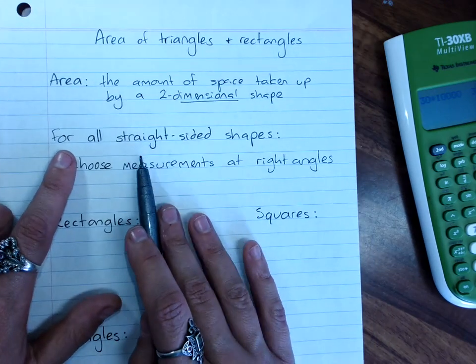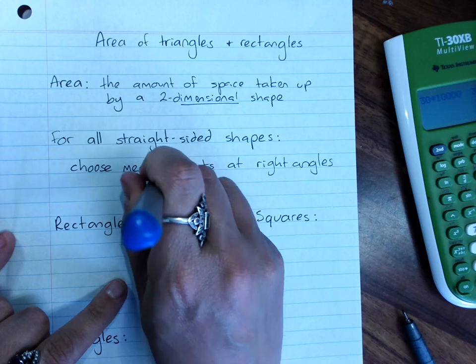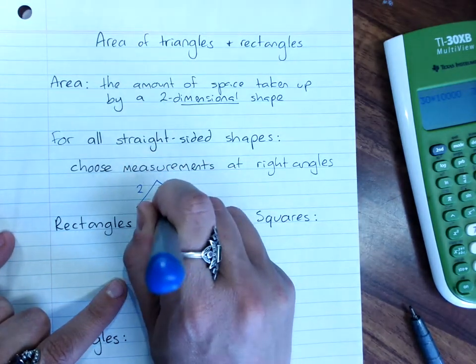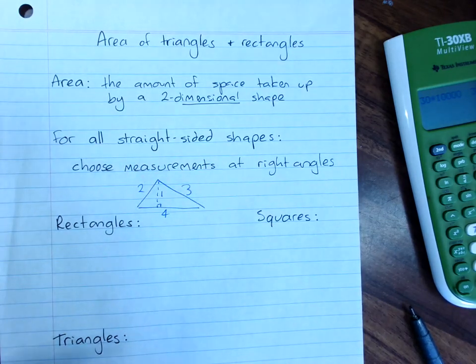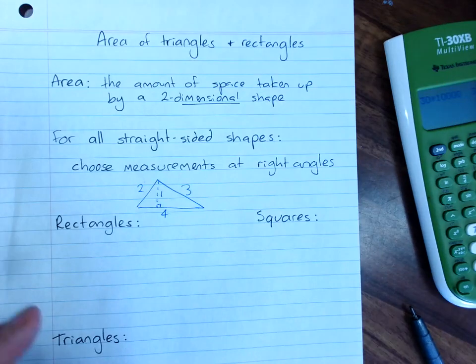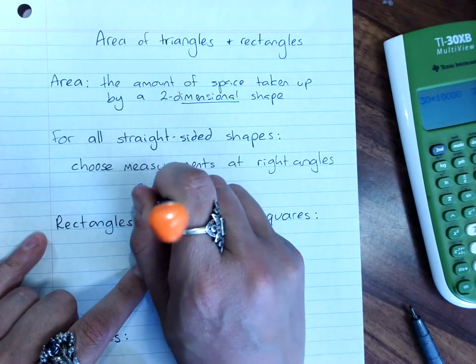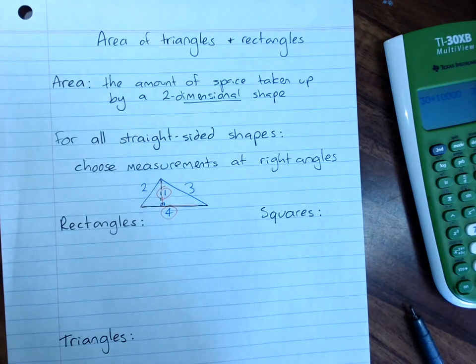So, when we're finding the area, sometimes there's shapes where they give me extra measurements. Like this triangle, they've said this is 2, 3, 4, and this one in here is 1. And you're going, I don't know what I need. Every time we do this, choose the two dimensions that are at right angles to each other for any straight-sided shape that's going to happen.